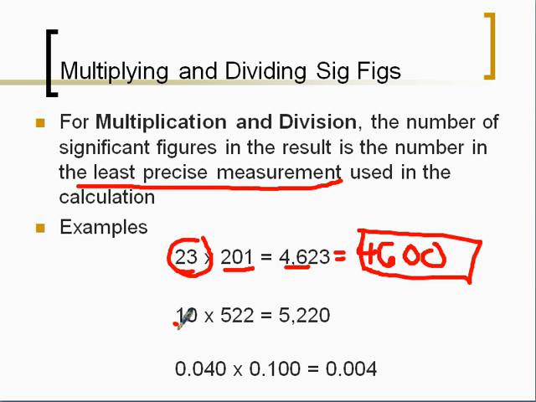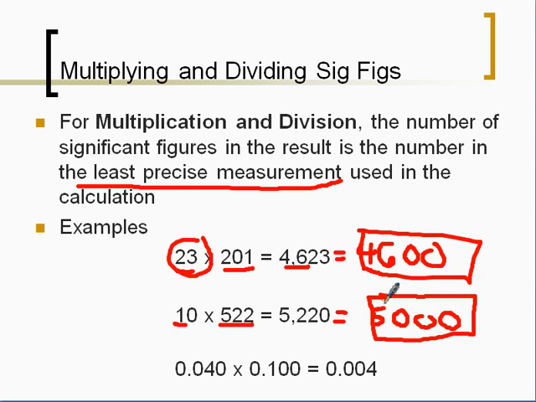For this problem, you got 10, which only has 1 sig fig. 522 is 3 sig figs. So in my answer, I can only have 1 sig fig. So when I multiply 10 times 522, I get 5,220. But since I can only have 1 sig fig, I'm just going to write, weirdly, 5,000. And that would be my answer. Again, it depends on the least number of sig figs in the operation. So in this case here, 1.